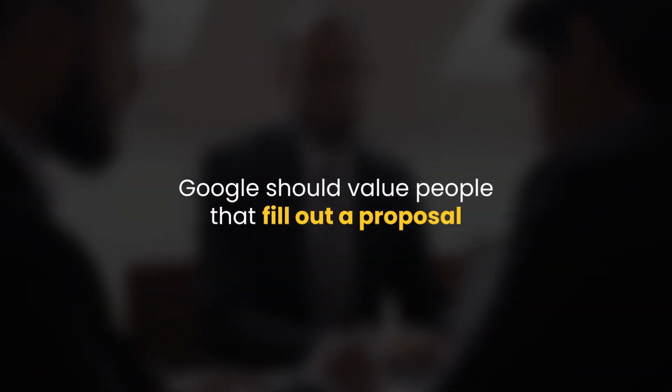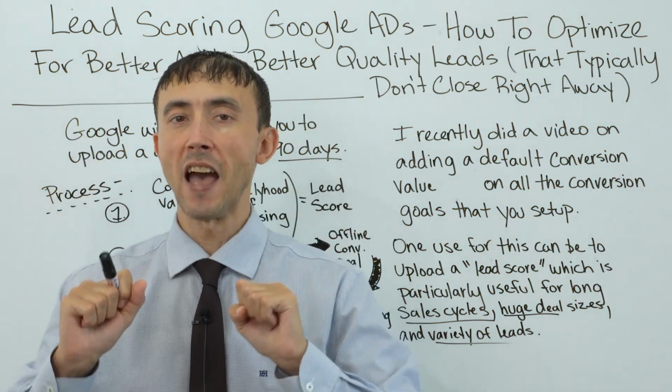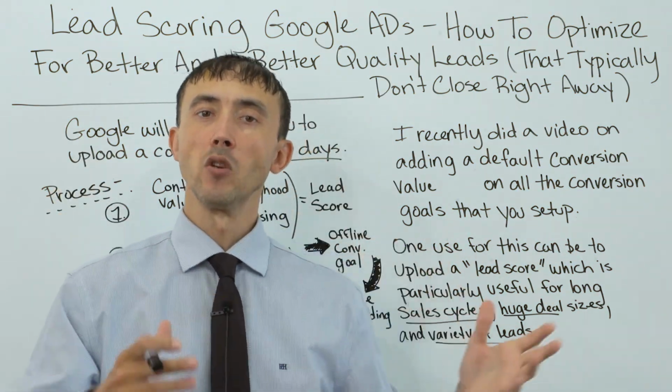If they're setting an appointment, the likelihood that that person turns into a sale is more than if they just filled out the form. But the propensity of the person who set the appointment is not as much as somebody who got a proposal. And so Google should value people that fill out a proposal, and that goal that we haven't tracked, more than the appointment goal, and so on and so forth.